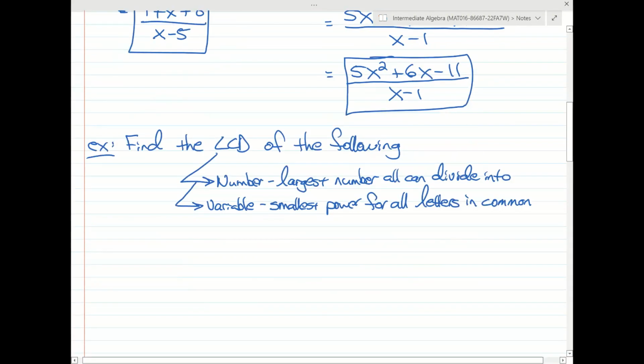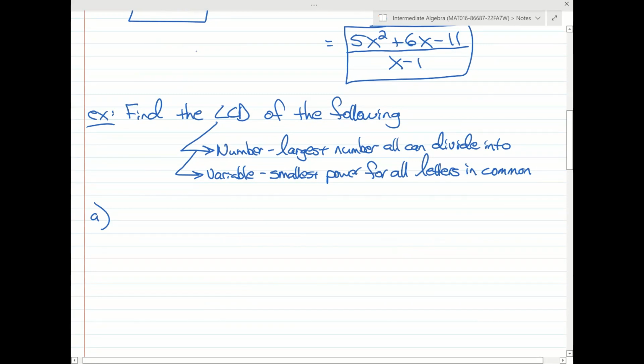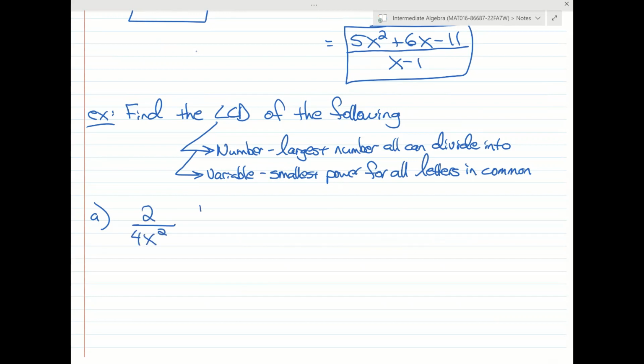All right, so let's take a look at a few examples here. I just want to know what the least common denominator is. So what if we had 2 over 4x squared and 6 over 10x to the third? So we're not concerned at all about the numerator. We're just looking at the denominator here. So we want to try to find the largest number that all of the denominators can divide into.